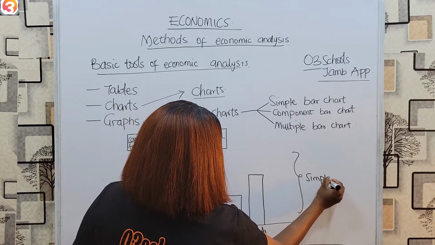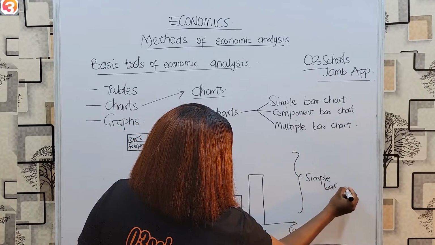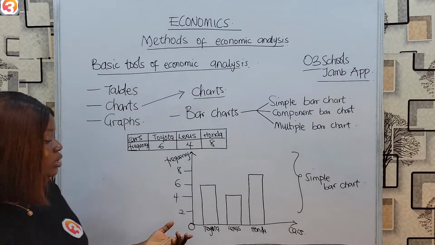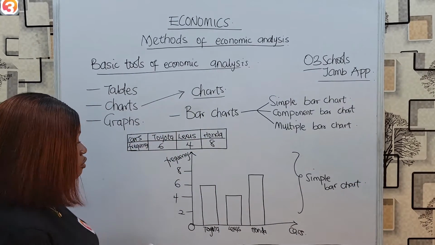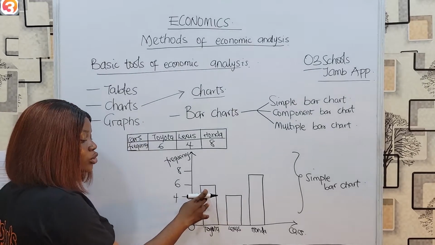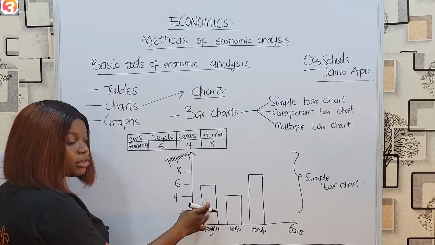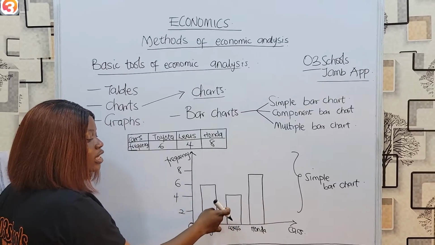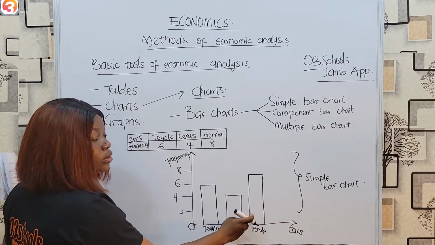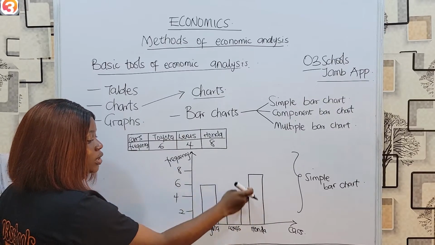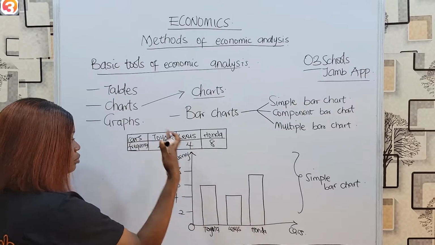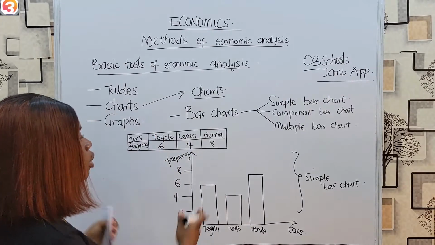Simple bar chart. This is exactly what a simple bar chart looks like. Very simple. One bar to represent one element. One bar to represent what? One element, and the space is usually given between each of the what? Of the bars. There is always space between each of these what? Bars. Now let's look at the component bar chart.